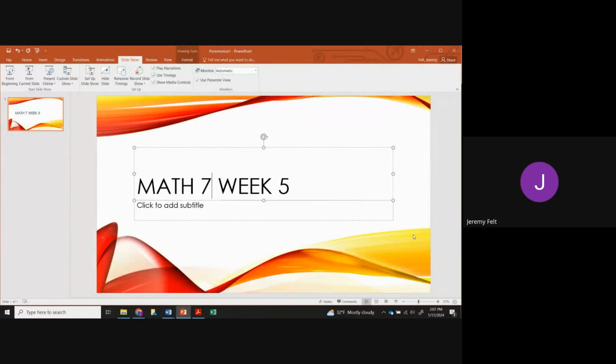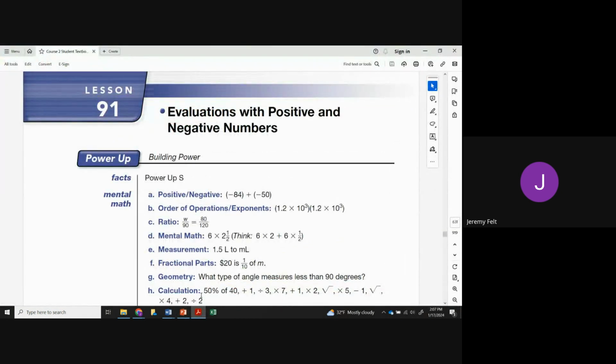Hi guys, welcome. We're looking at week 5 here, and we're starting lessons 91 through 100. So we're in our 10th unit. We're getting there, moving right along. This week we're doing lessons 91, 92, and 93. One day we're doing 91, and the other day 92 and 93.